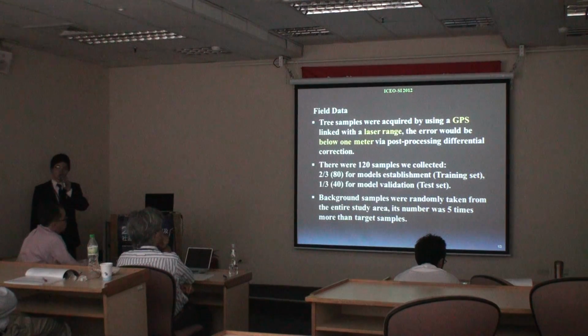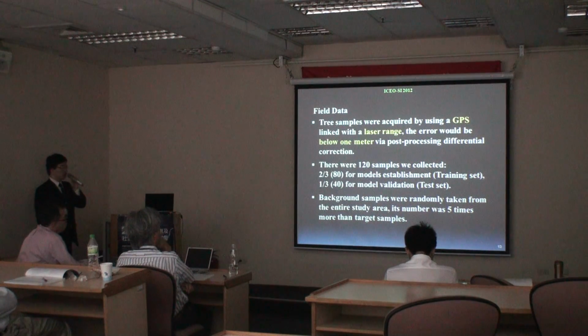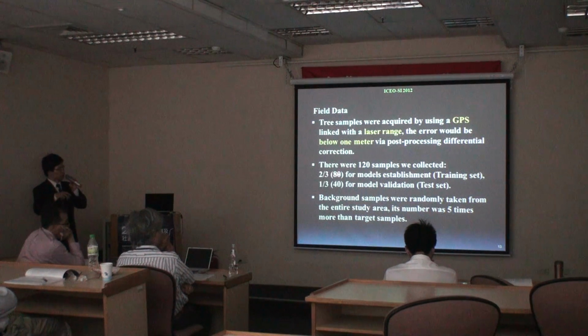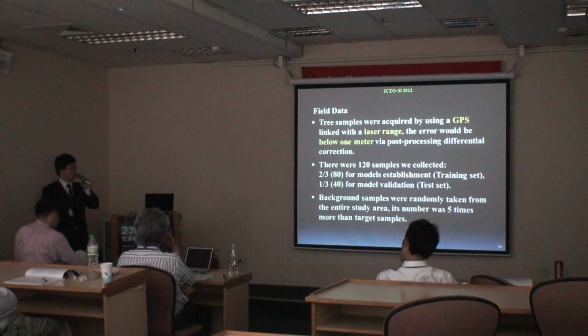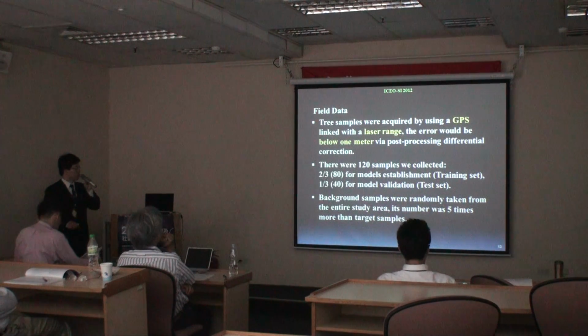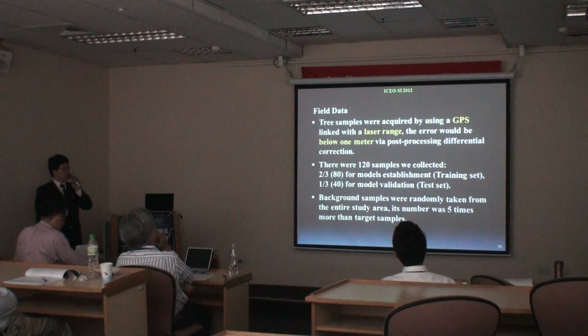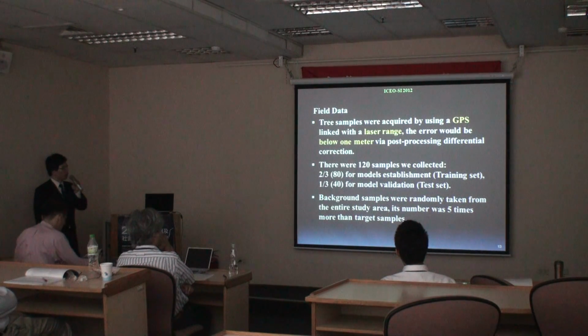The tree samples were acquired by using GPS. The error will be below 1 meter. The number of tree samples which we took is 120. 2/3 of them were used to establish the model, and one-third of them were used in model validation. The background samples were randomly taken from the entire study area. The number is 5 times more than target samples.